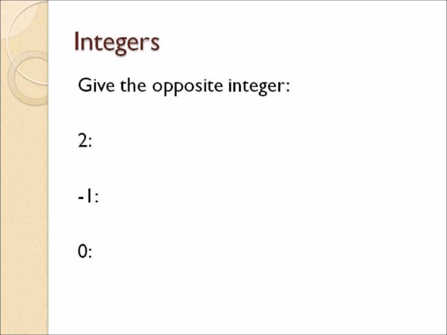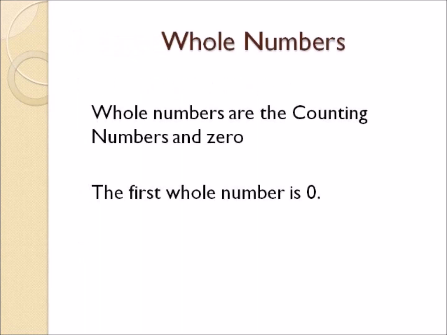Now for integers, if you have to give the opposite integer, for 2, that's +2, the opposite is -2. For -1, the opposite is +1 or 1. What's the opposite for 0? Give an answer. Do you know what is the opposite of 0? No. The opposite of 0, it doesn't have an opposite. Okay, so please remember that.